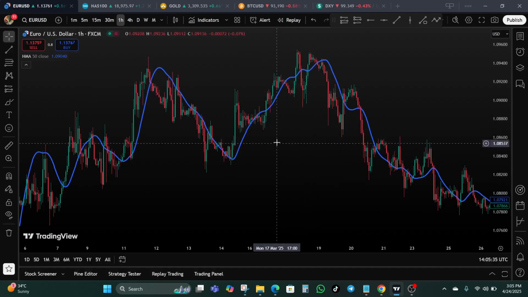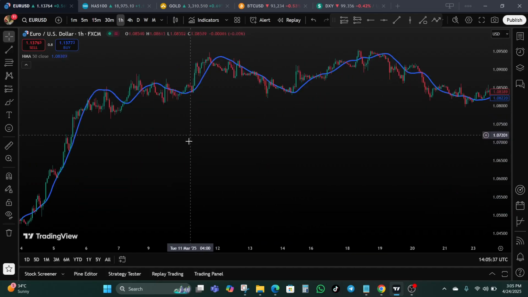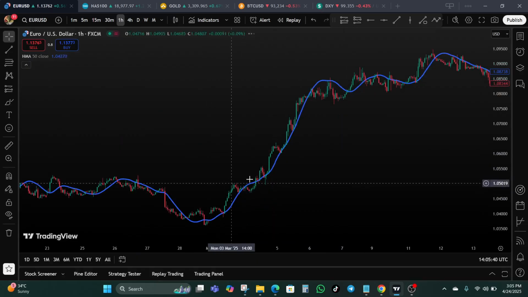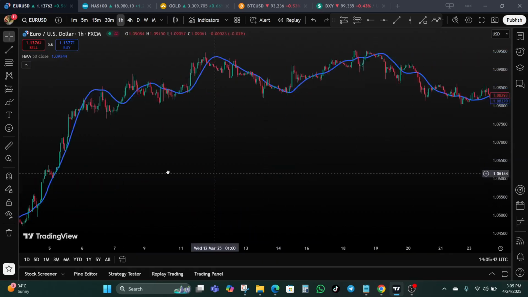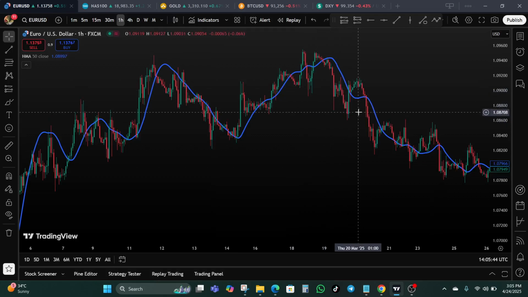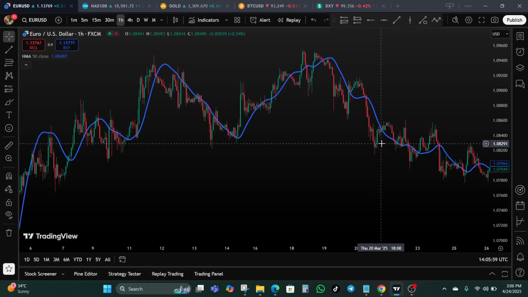When it angles up, you've got bullish momentum. Basically, when price is trading above the HMA, it's a bullish trend. It's very easy. And when price is trading below the HMA, it's a bearish trend. When the HMA turns down, it shows that sellers are taking control. So this is great for trend confirmation and cleaner crossover signals than traditional moving averages.